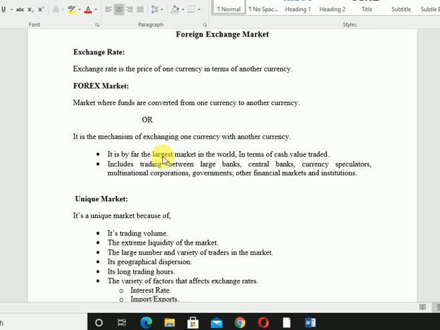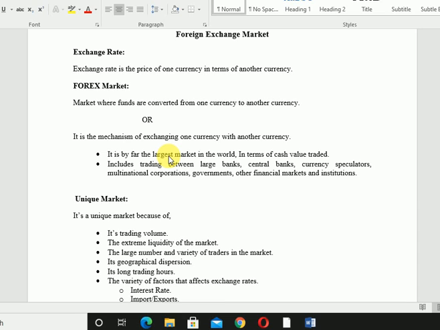It is the largest market in the world in terms of cash value traded. So due to the high volume of the trading, it is also called a unique market. Each and every country has this market, like in Afghanistan, Sarai Shahzada. So if you have any kind of currency you need, you can convert that currency to another currency.